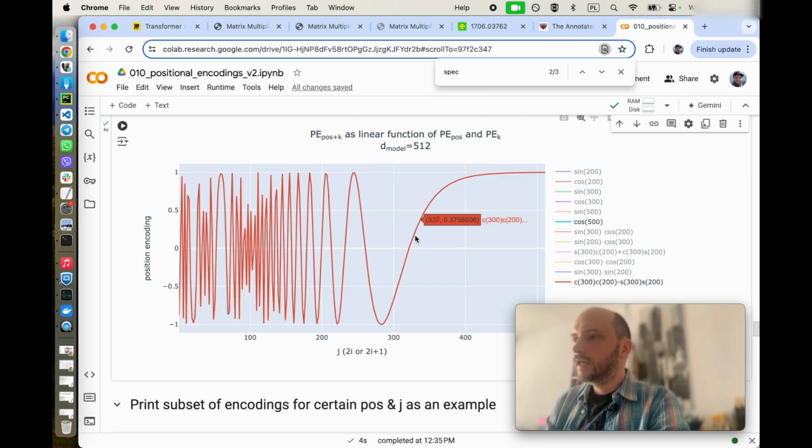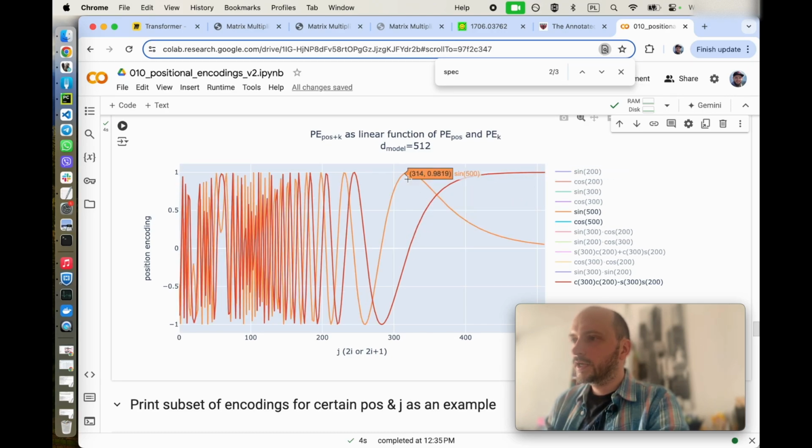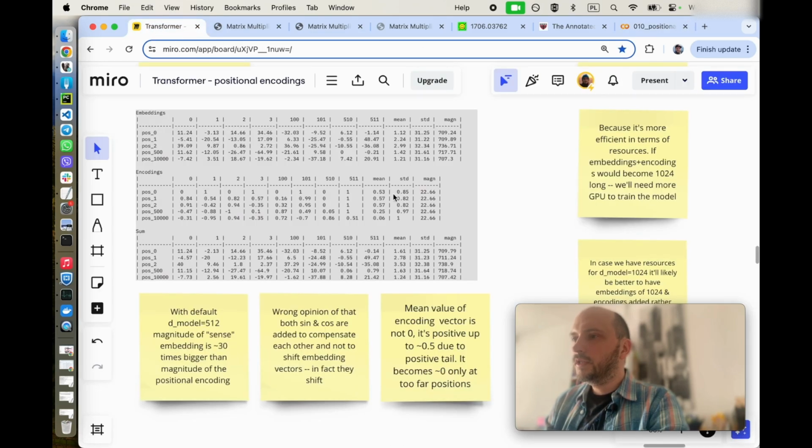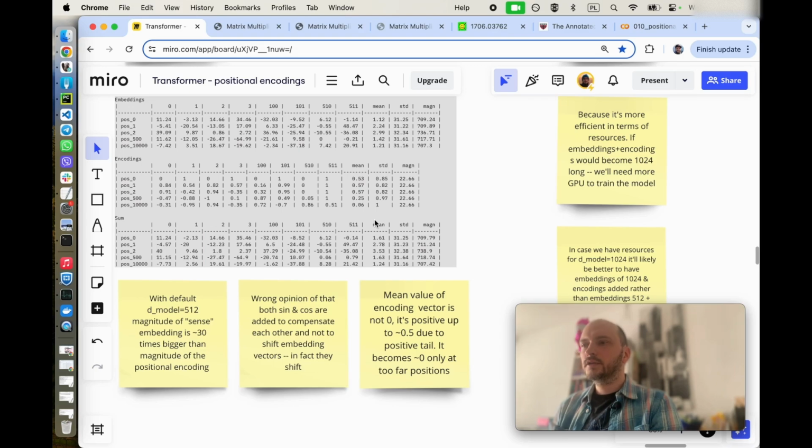As you have seen, they have this tail over here, at least for first positions, and this tail is mainly positive, and it's positive both for sine and cosine. That's why the mean value of the encoding vector is about 0.5 for early positions. For positions like 500 it is already 0.25, and at positions of 10,000, which is quite rare, I believe, it will be about 0. So actually, sine and cosine are needed here not to avoid the bias of shifting the embedding layer vector, but for the reasons I have told you previously.